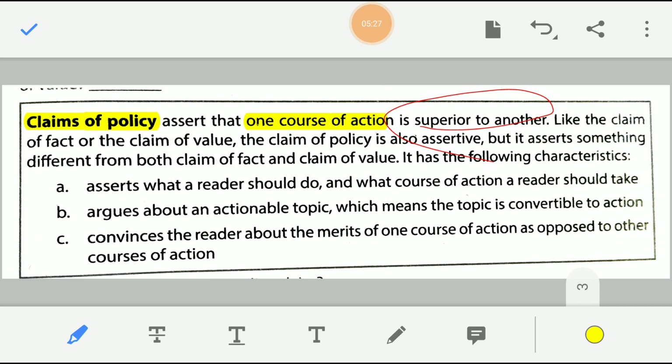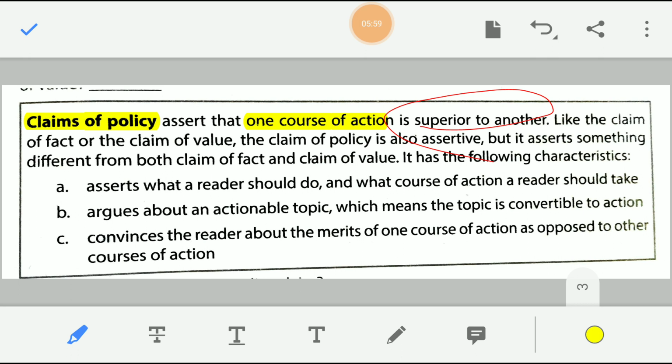Okay? Then the last one is a claim of policy. The claim of policy is also assertive. It asserts something different from both claim of fact and claim of value because it has its own set of characteristics. Number one, it asserts what a reader should do and what course of action a reader should take. It's like you're giving them choices on what to do. And then for letter B, it argues about an actionable topic, which means the topic is convertible to action.